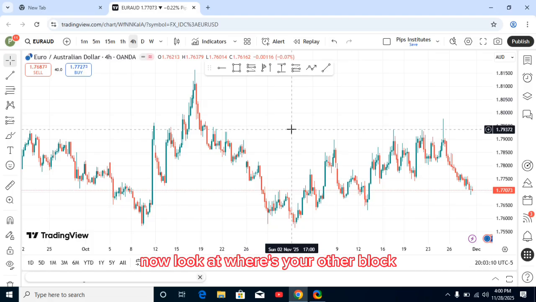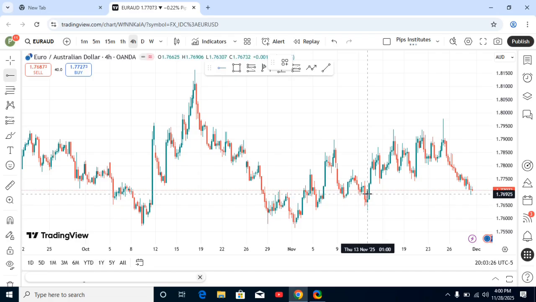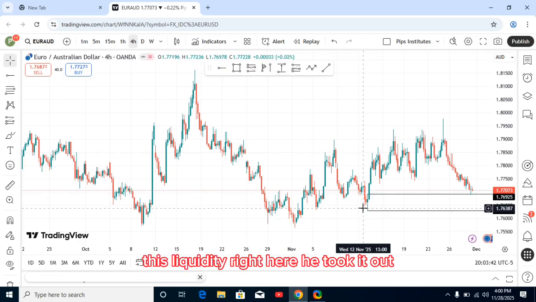Now look at where the order block is. Look at this order block. This right here is the order block. This is even a new one. Look at it. This is your order block. It took out every liquidity right here. This liquidity right here, it took it out.